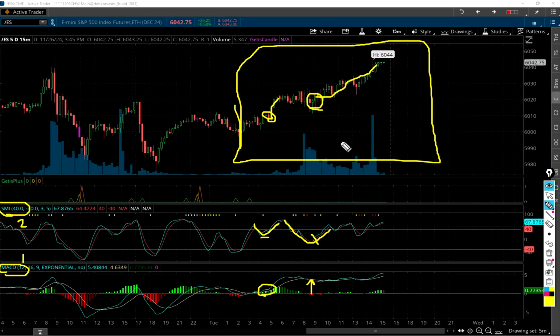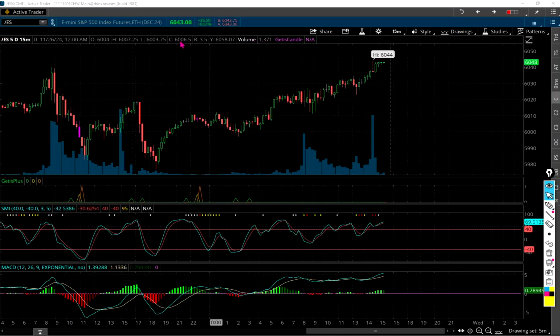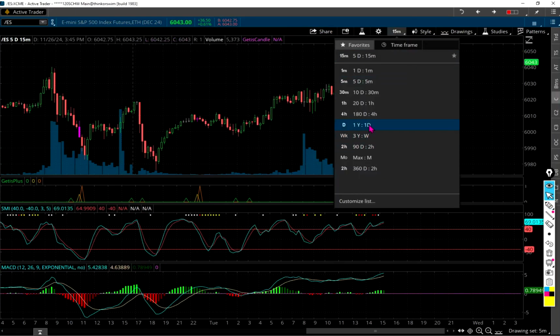So today you could use either the 5-minute or 15-minute chart to make your trades of the day. A lot of money being made there. Okay, let's go look at the daily chart. Those were the trades of the day.